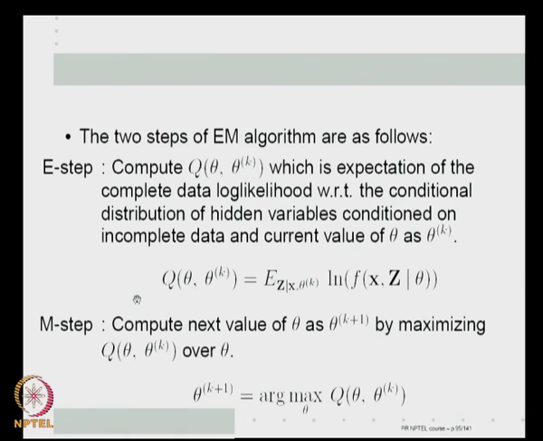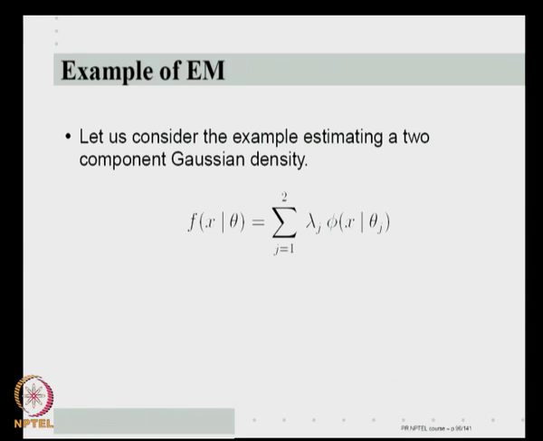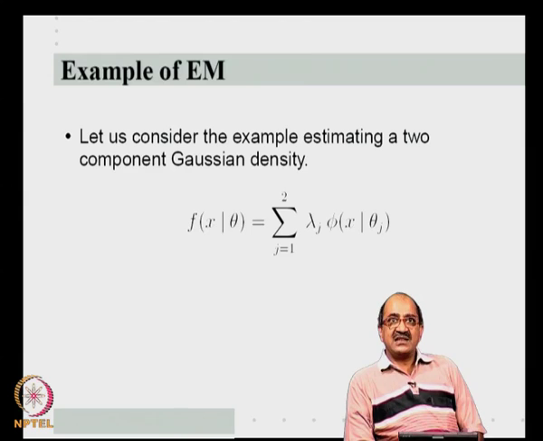We will look at the example once again. We will go back to our 2 component Gaussian mixture example and compute these 2 steps, so that we understand how to compute these 2 steps. So, let us consider the example of estimating 2 component Gaussian densities.